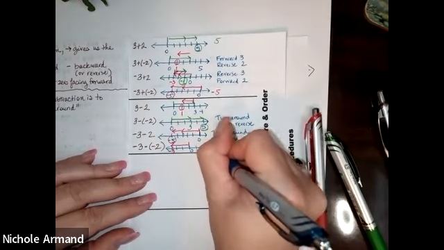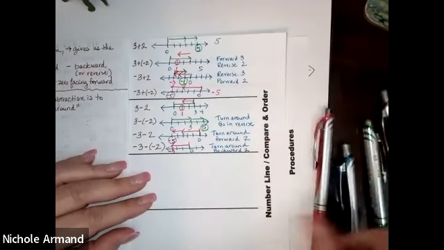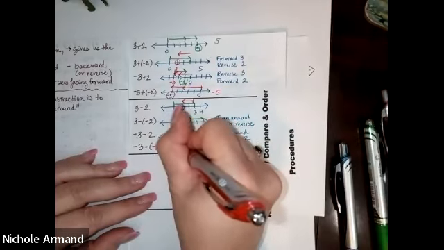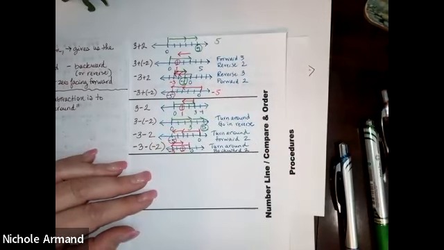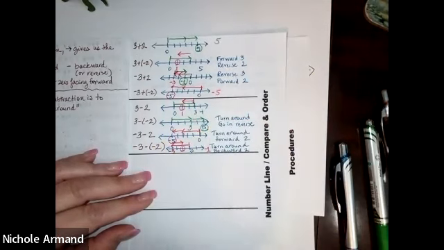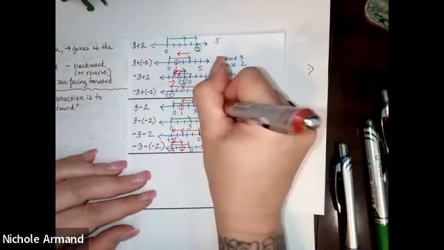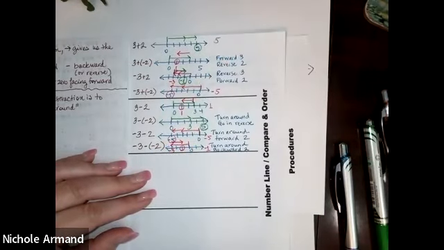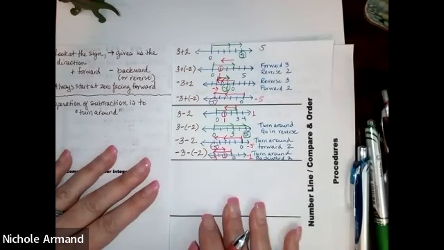And go backward 2. So we're going backward 2 again, and we end up at -1. So -1, -5, +5, and +1. So that probably made your brain hurt, but that's okay.